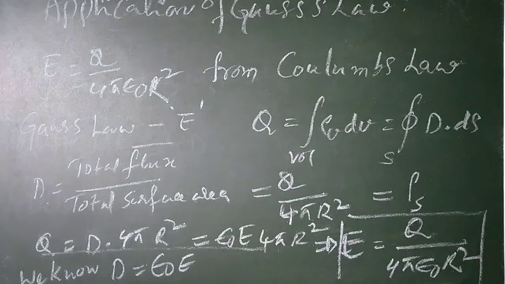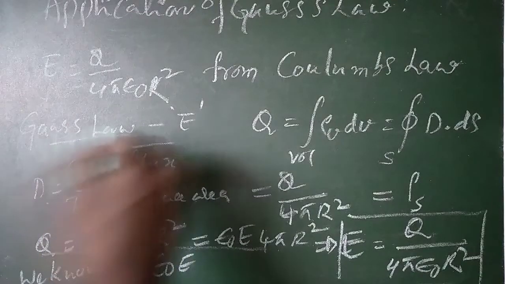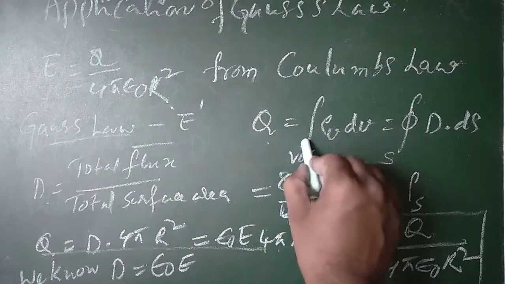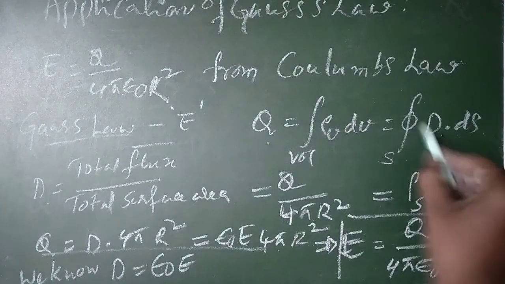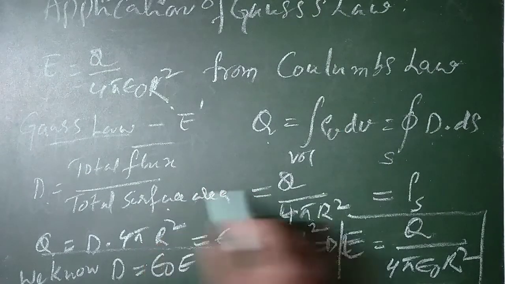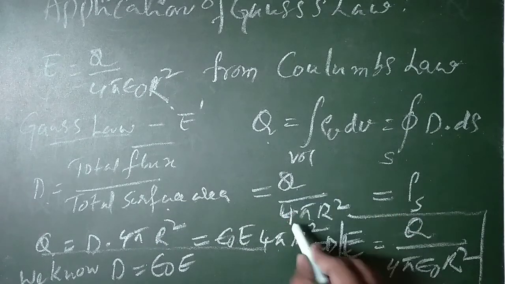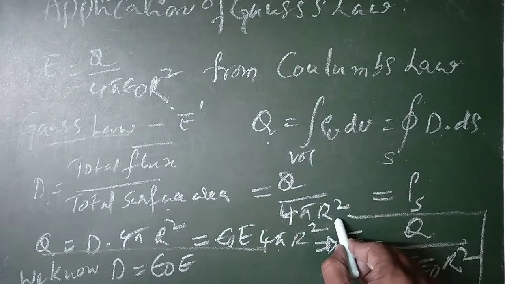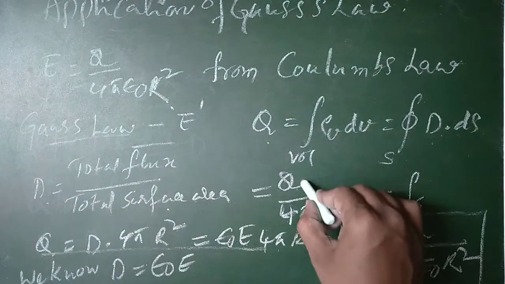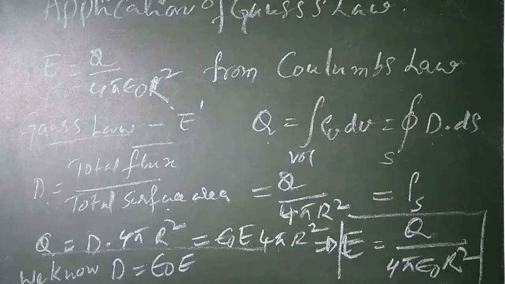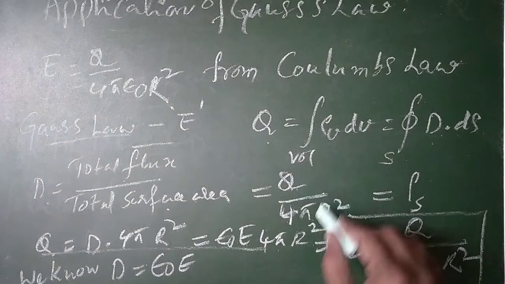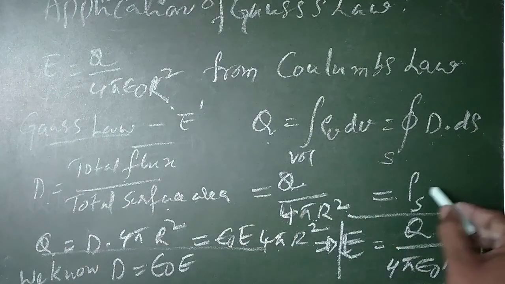This equation we derived by using Gauss law, where Q equals closed surface D dot dS, and D is total flux per total surface area, then flux density equals total charge divided by 4 pi R square, the surface area. Since this flux equals Q, since Gauss law states that total flux in a closed loop is equal to the charge enclosed in the closed loop. So Q by 4 pi R square, and this value is nothing but a surface charge density.